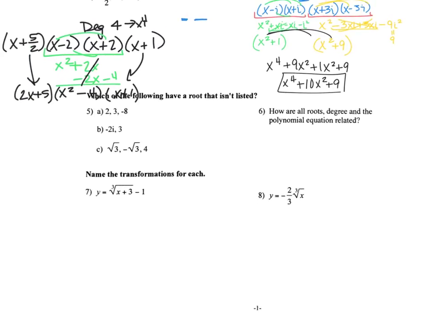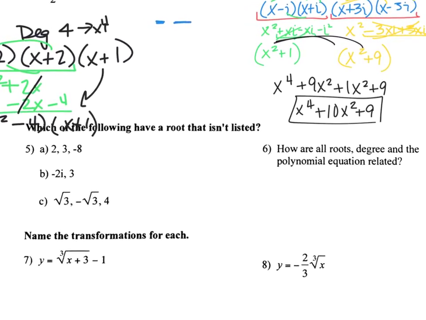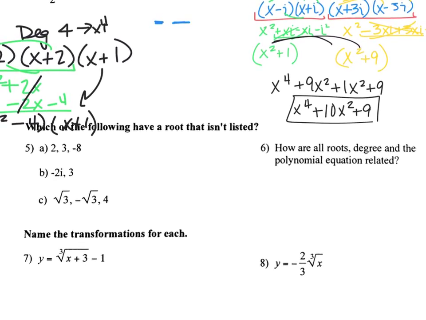Questions 5 and 6. Which of the following have a root that isn't listed? That's what I'm talking about, like a secret root, another root that you just don't see. A, those are all real roots, so there are no conjugates there. B is missing a conjugate. 2i would be the other root there that you don't see. And C has square roots, but notice they list both conjugates, so in C, you can see all the roots that are there.